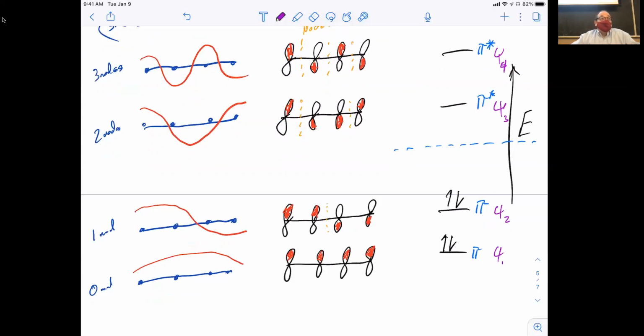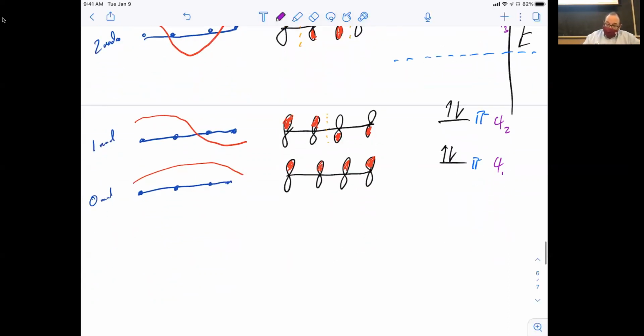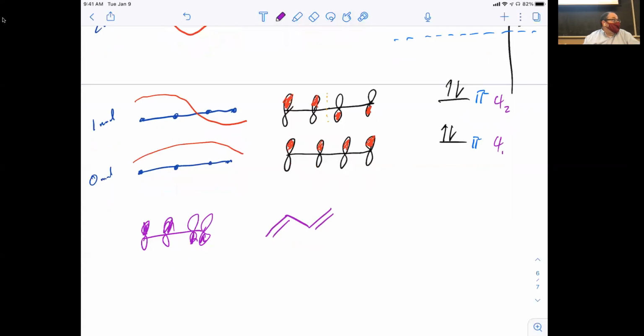Well, which ones have electrons in it? The bottom two, right? So the bottom two. And what happens in the bottom two? What are you seeing? Well, if we look at this psi 1, let me draw it over again, and we'll just use purple. What does this really look like? Well, that's this, right? That's our normal way we show the conjugated diene in our static form.